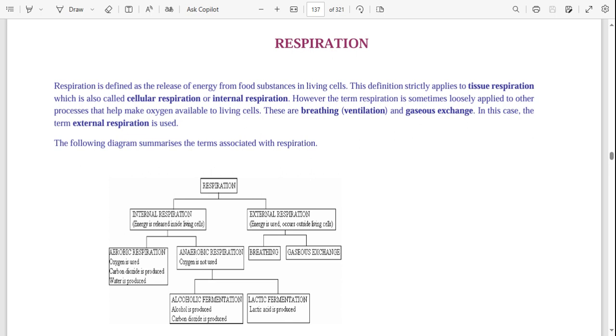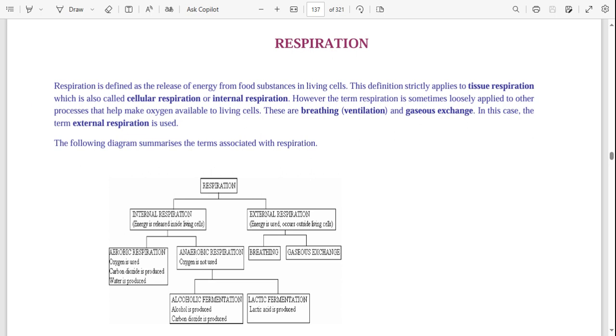Respiration sometimes can apply to other processes that make oxygen available to living organisms. Any process that brings oxygen to us, for example, breathing, also known as ventilation. Ventilation or breathing is bringing air into the body and removing air from the body. You want to remove carbon dioxide and take in oxygen. That is what we call ventilation or breathing, and it is known as external respiration.